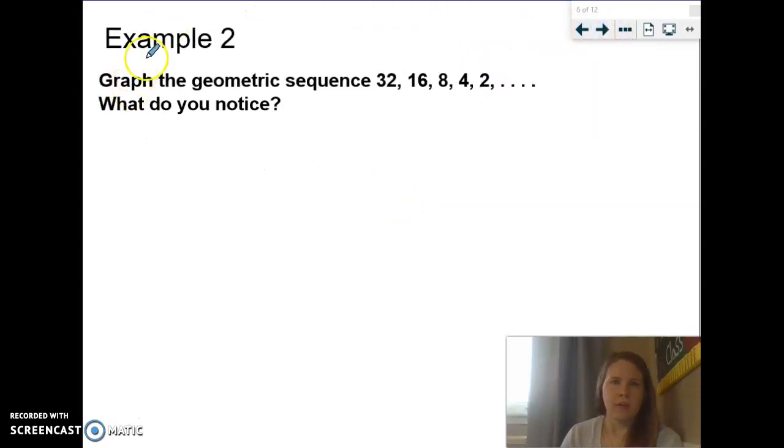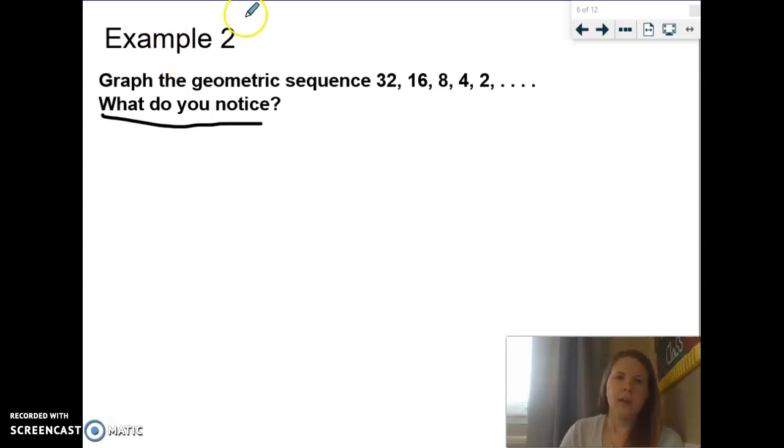All right. So the next one, example 2, like I just said, is we are going to actually graph this geometric sequence. And they want to ask, what do you notice? So we just want to be able to evaluate that graph and explain what's happening in that graph. Is it linear? Is it nonlinear? Is it a function? Is it not a function? What do you notice about this graph? Is it positive? Is it a negative slope?